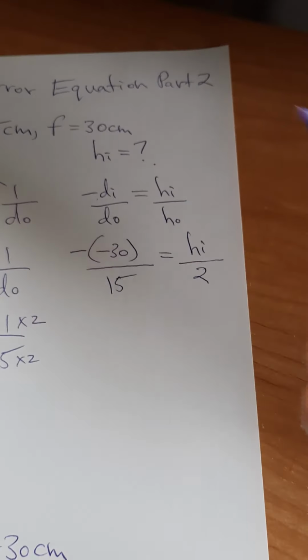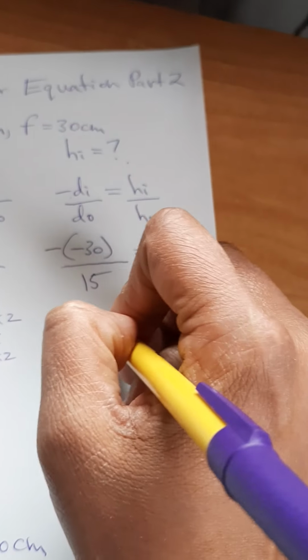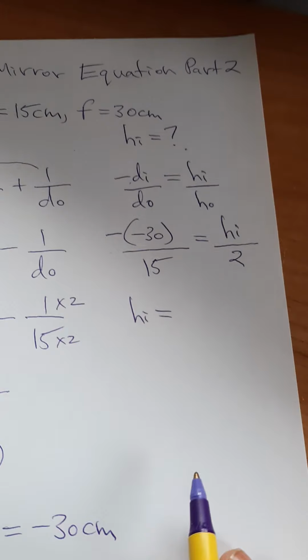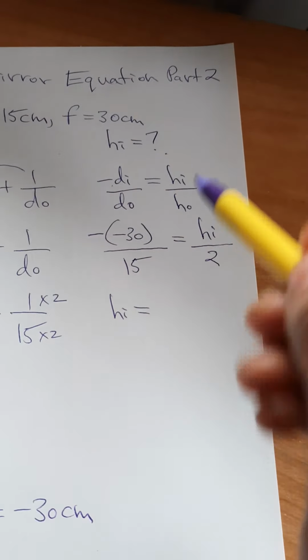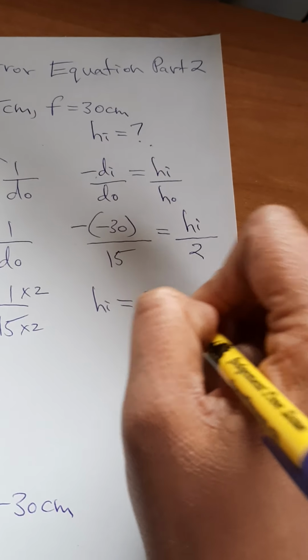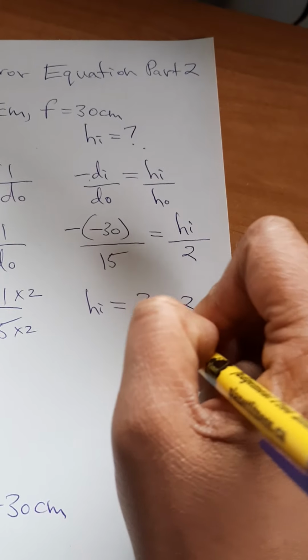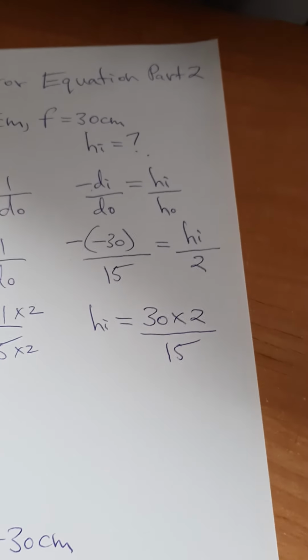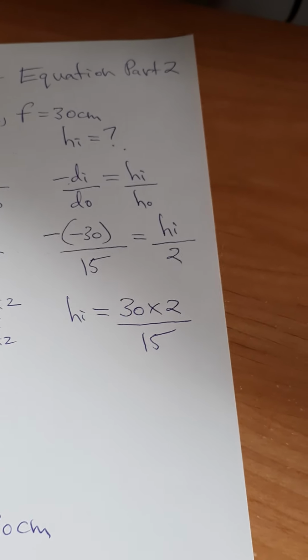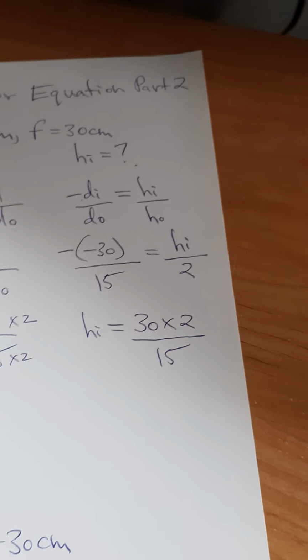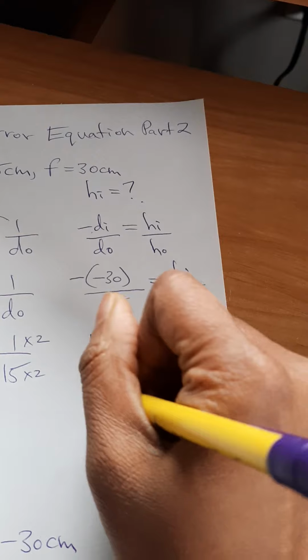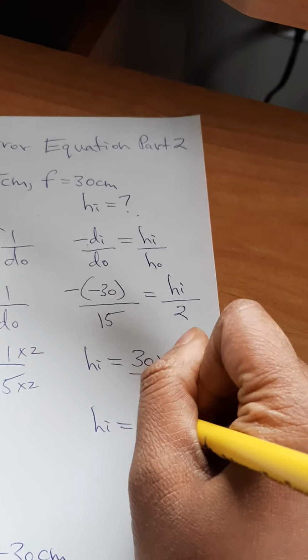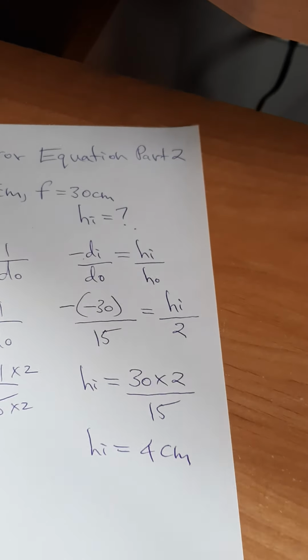In this question, we're just going to cross multiply to get our answer. The two negatives cancel out here. So what we're doing is 30 times 2, and then divided by 15. Remember again, I don't always have to get an exact answer, but in some cases, it might be an exact answer. So we'll put hi equals 4 centimeters.